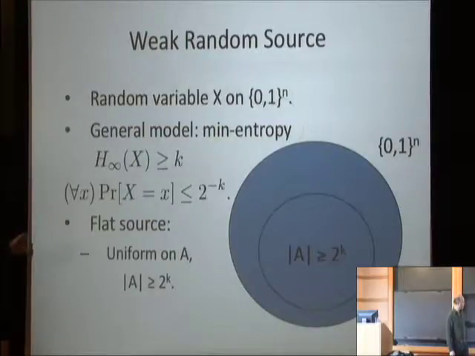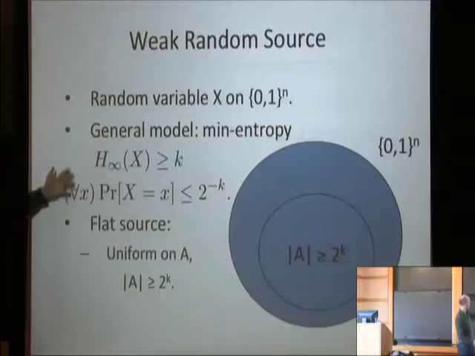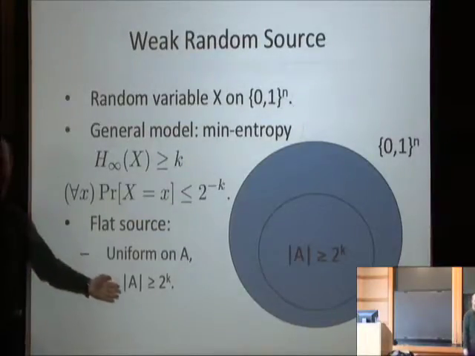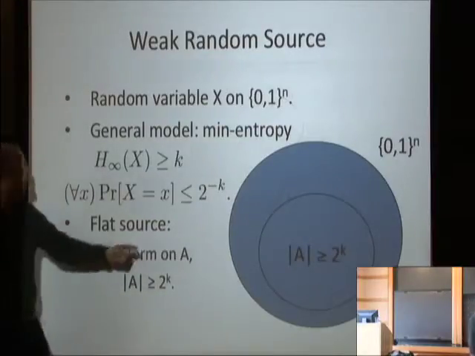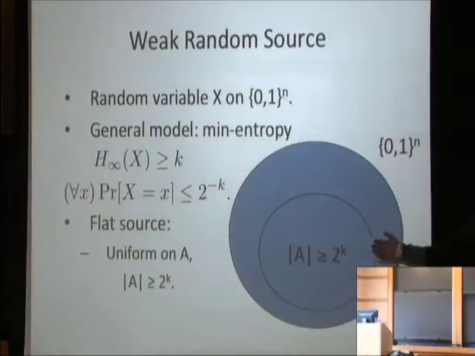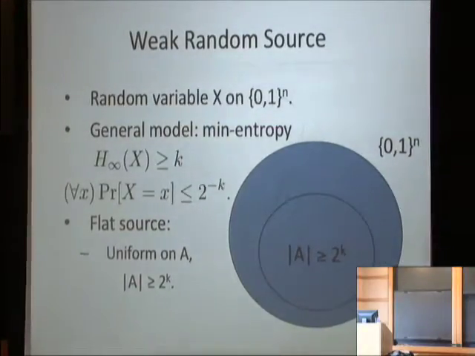Intuitively, the worst case example of a source with min entropy k is a flat source. This is where the probability is concentrated on as few strings as possible, namely 2 to the k strings. So we pick some set of size 2 to the k, and we take a uniformly random string from this set and output it.